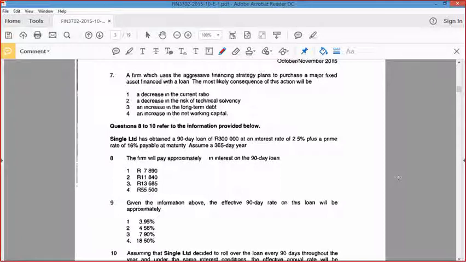Okay, so the firm is using the aggressive strategy. They're purchasing a fixed asset. What is the likely consequence of this action? Which one do you think?